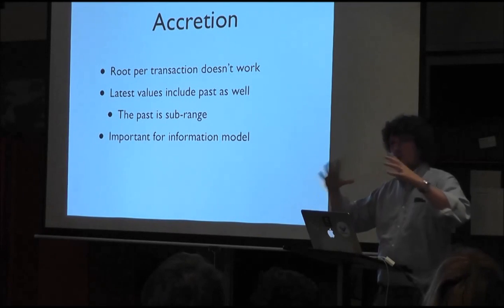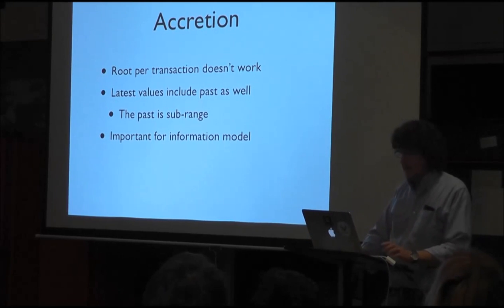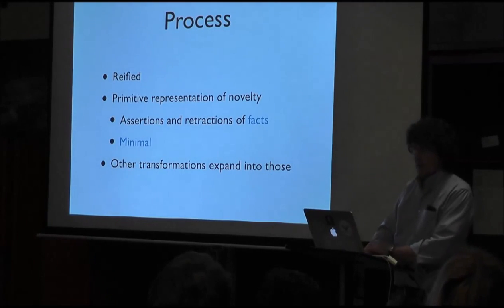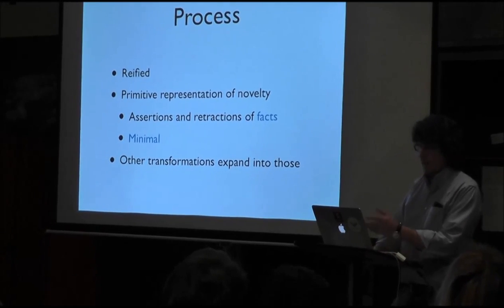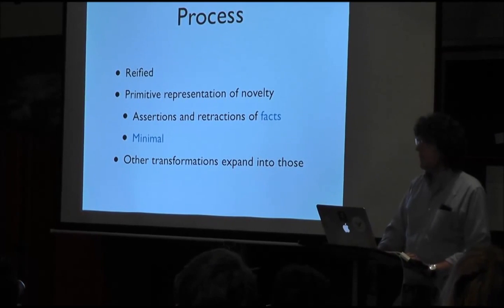And so essentially, you have this big tree, and you just keep adding new things to the tree. And that's important for the information model. I don't know if I talk more about that later. We'll see. That means it has to be implemented using mutation.